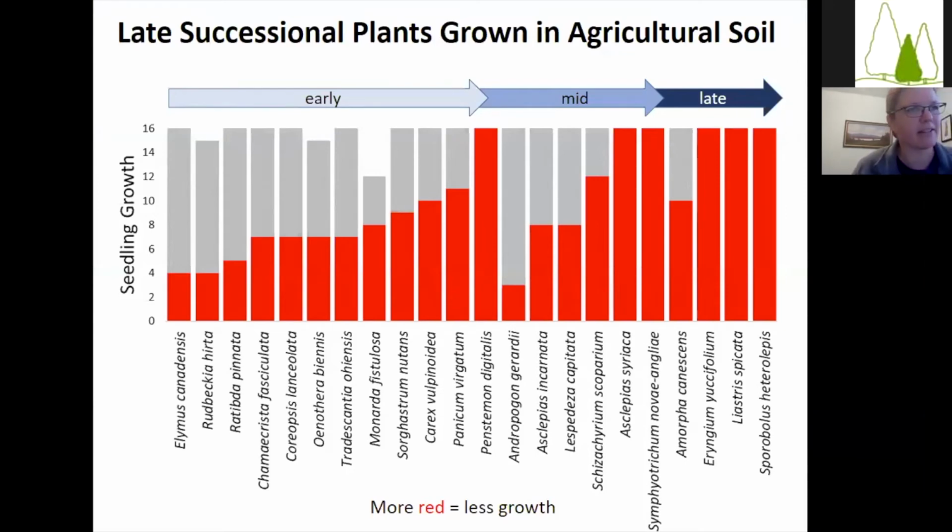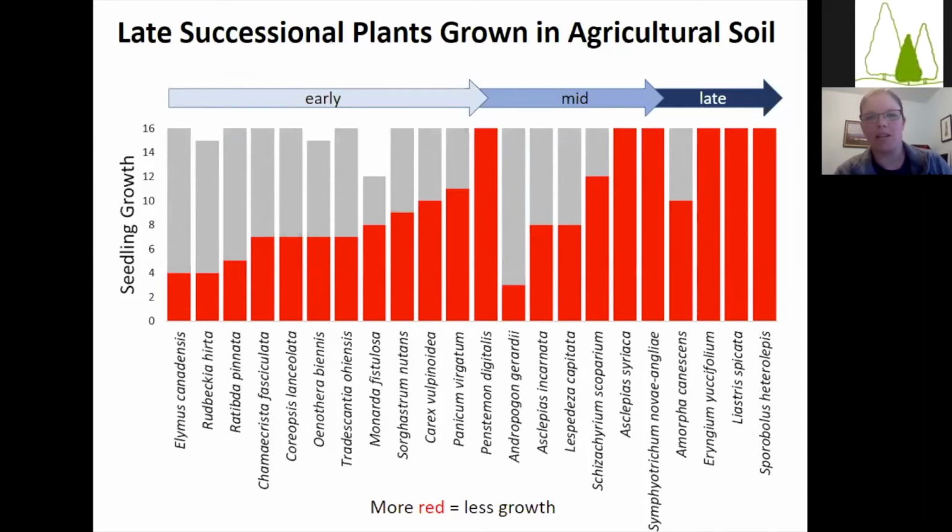So we conducted a study last year with my ecology class. This is a preliminary result, just seeing whether late successional plants grown in agricultural soil can germinate. This graph is showing seedling growth, and the more red you see, the less growth there was of the 16 seedlings planted of each of these different plants. You can see there's reasonably good growth of the early successional plants. Some of them didn't grow too well, but most grew pretty well. But when you look at the late successional plants, you see a lot of red, right? There's not much seedling growth for most of those late successional plants.